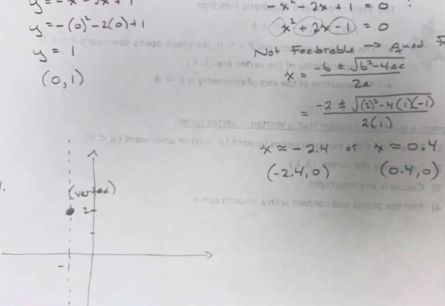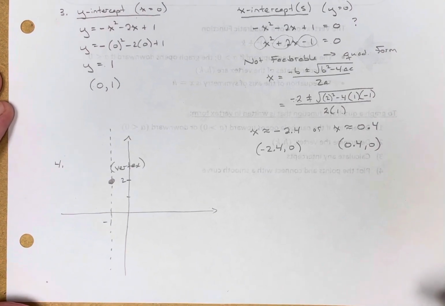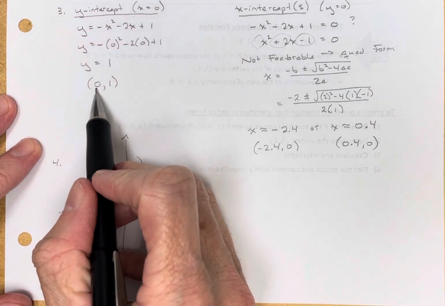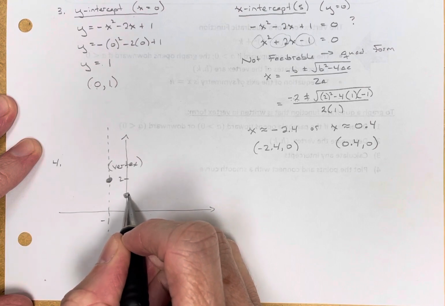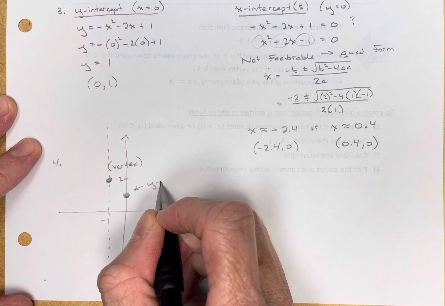Okay, and for some reason, I got a little bit foggy there for a second. Let's clean it up a little bit there. Okay. Now, my y-intercept is at 0, 1. 0, 1 is here. Okay, so there's my y-intercept.